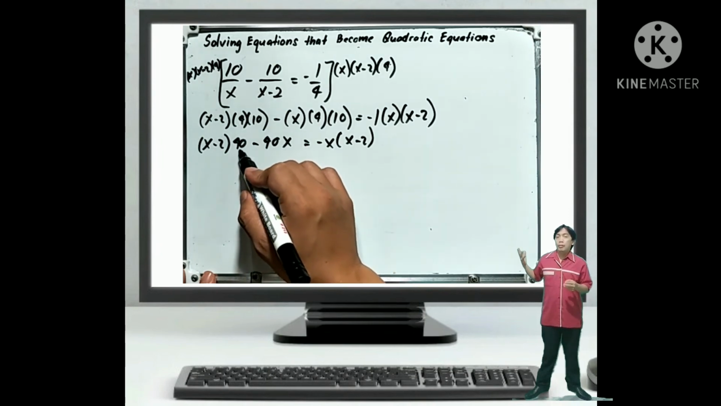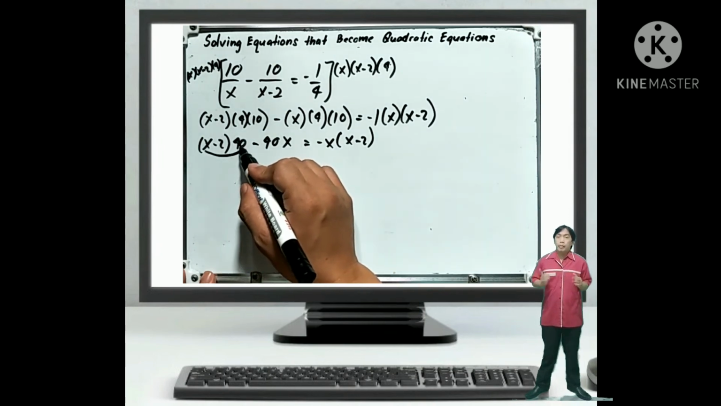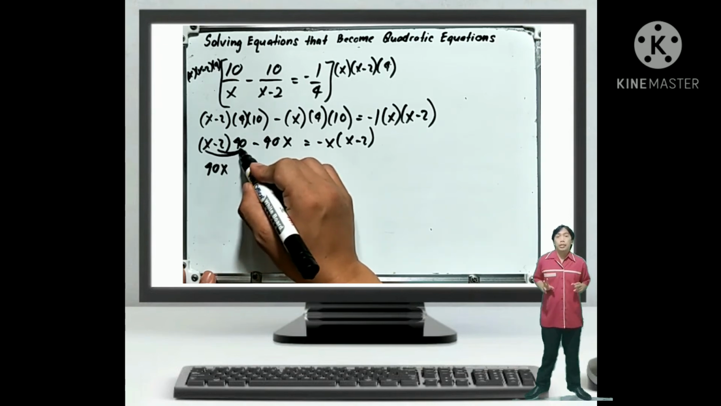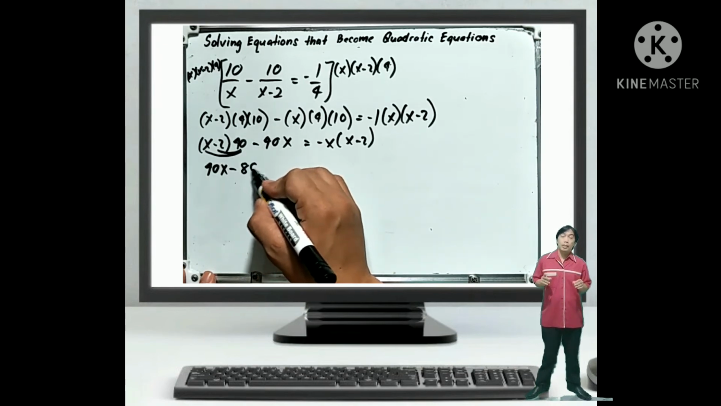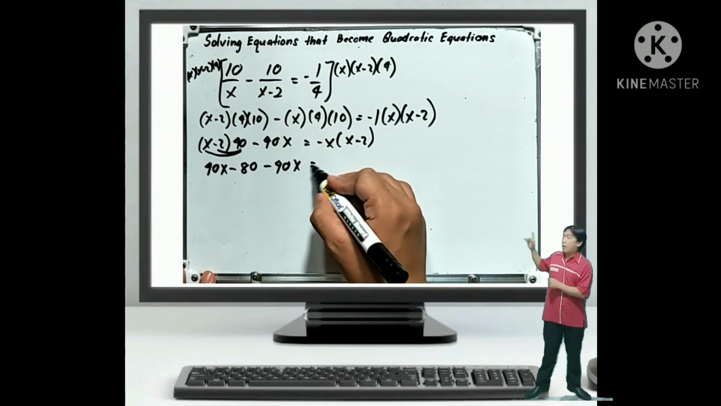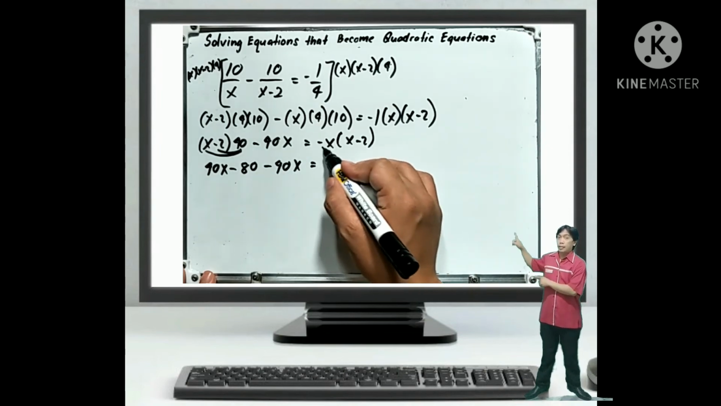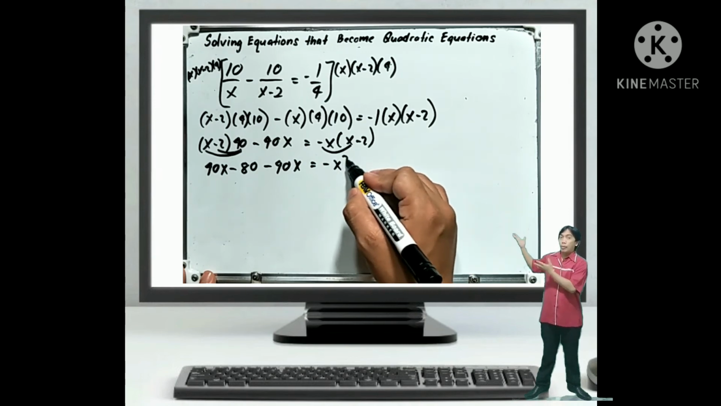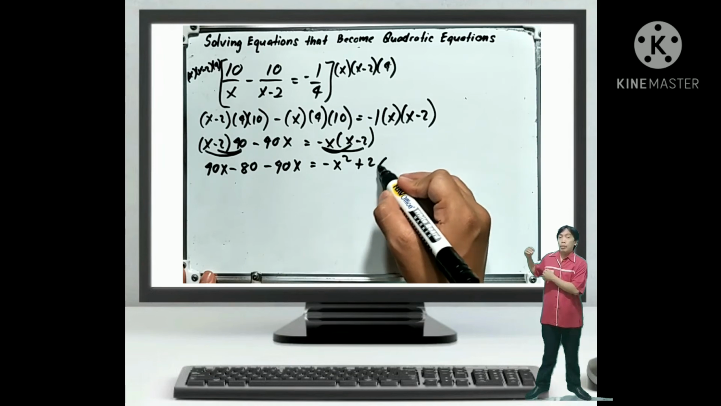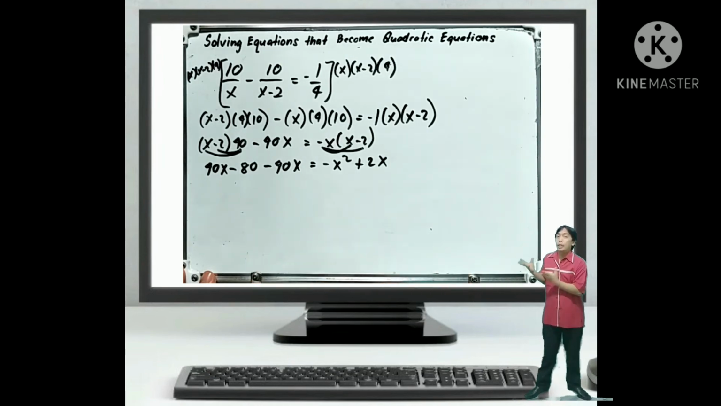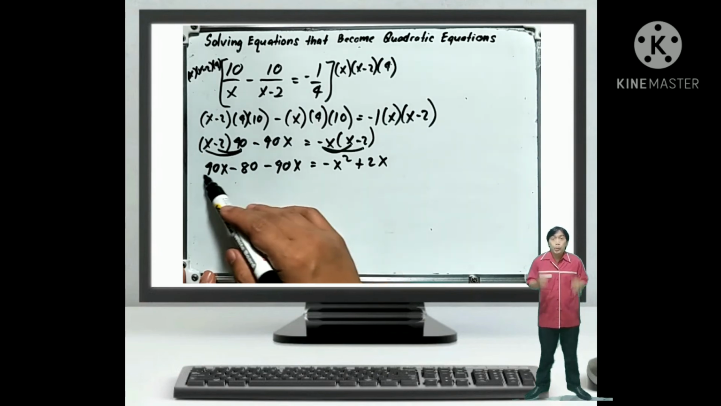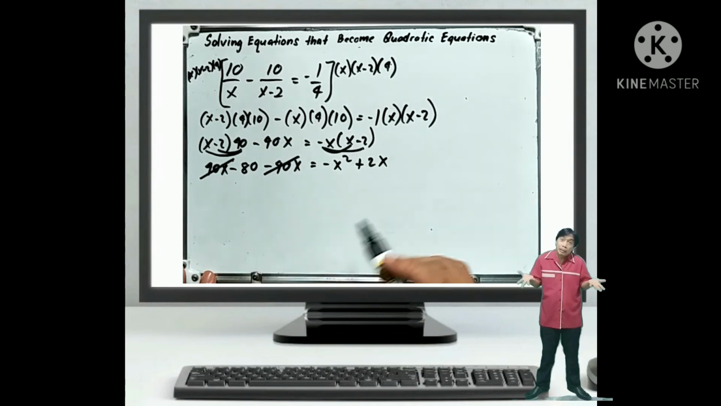Okay, so we will use the distributive property here. x times 40, that is 40x, negative 2 times 40, that is negative 80. Let's just copy negative 40x here, is equal to, let us multiply, negative x times x is negative x squared. Negative x times negative 2, that is positive 2x. Now we have noticed that there is 40x and there is minus 40x, so that is 0. We can cancel it out.